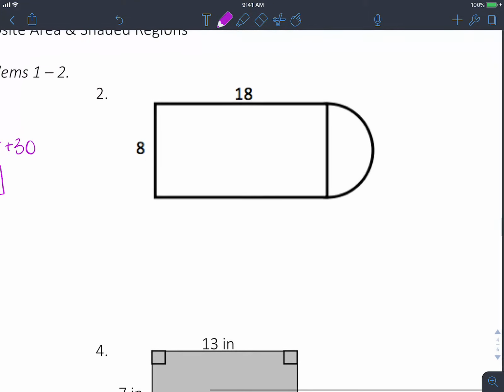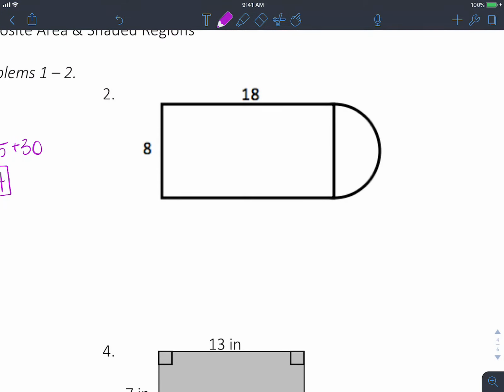Number 2, so we have a rectangle and then a semicircle. So the area of our rectangle is just going to be base times height, so 8 times 18, which comes out to be 144. Then we have our half circle here. So half circle, the radius of our circle is 4, it's just half of the height of that rectangle. So we're going to have pi r squared divided by 2 for the area of our half circle.